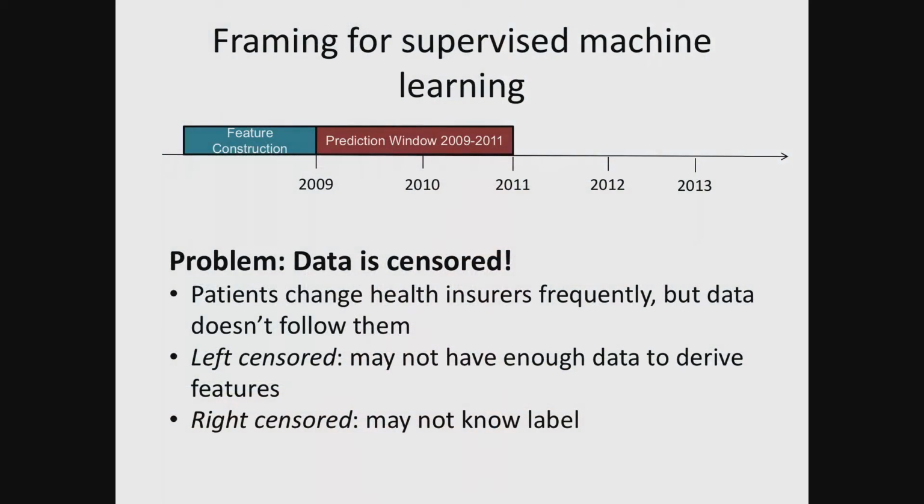Another problem is that the data is highly censored. What I mean by censoring is that we often don't have full visibility into the data for a patient. For example, patients might have only come into the health insurance in 2013. And so on January 1st, 2009, we have no data on them. They didn't even exist in the system at all. So there are 2 types of censoring. One type of censoring is called left censoring. It means when we don't have data to the left, for example, in the feature construction window. Another type of censoring is called right censoring. It means when we don't have data about the patient to the right of that timeline.